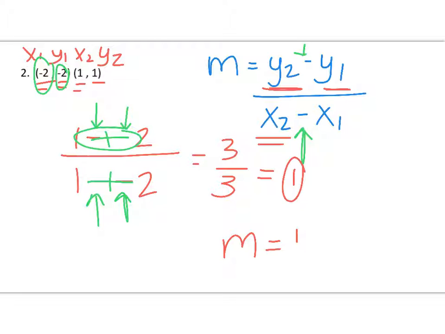So subtract your y's on top, and that would be your rise. And then subtract your x's on the bottom, and that would be your run.